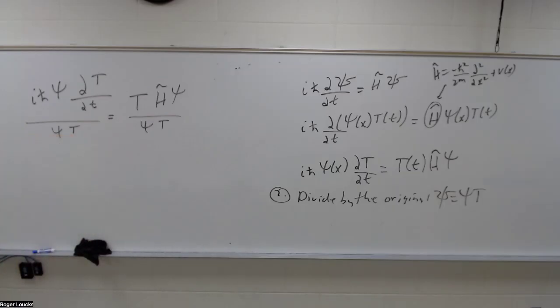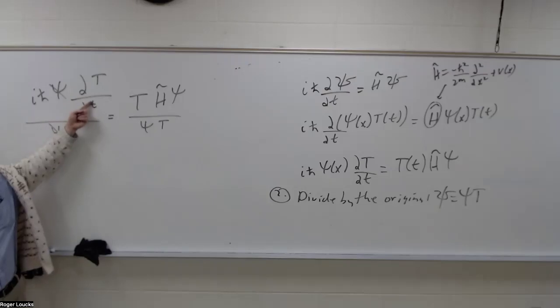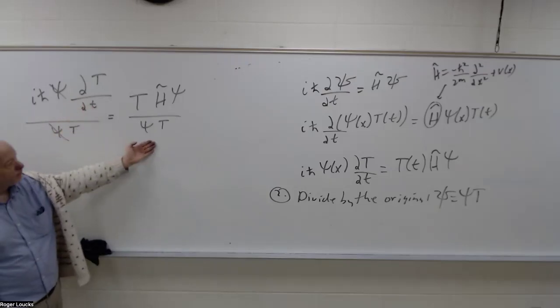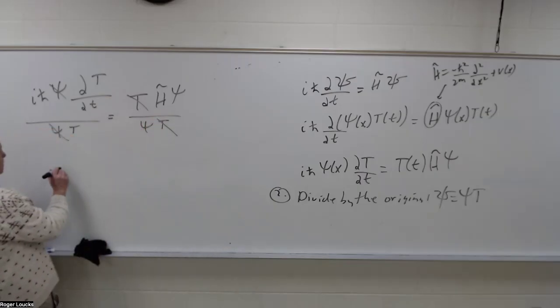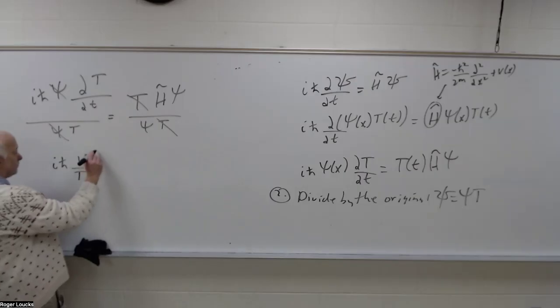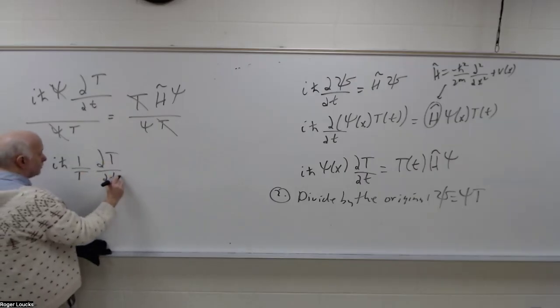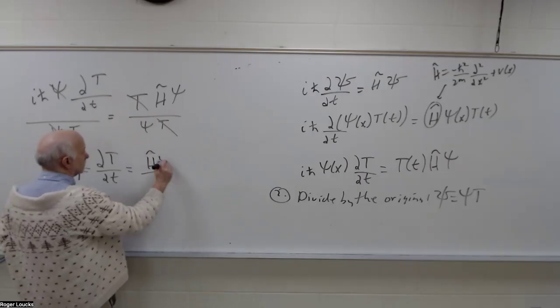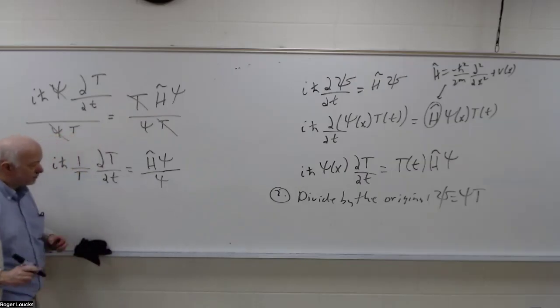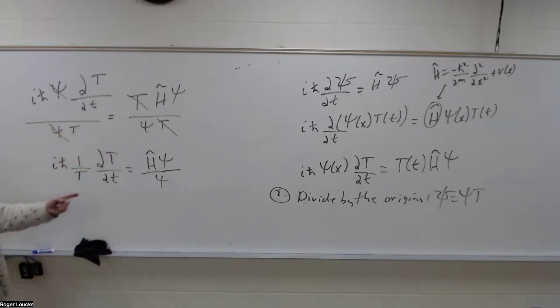Okay. What wonderful thing happens on this side? The psi cancels. Can my t cancel? No, because I'm doing this operation on it. What about on my right? The t's cancel. Again, the psi cancels because I'm doing this. So this gives me iħ over 1 over t, partial t with respect to t, equals H psi over psi, because this H is acting on it.